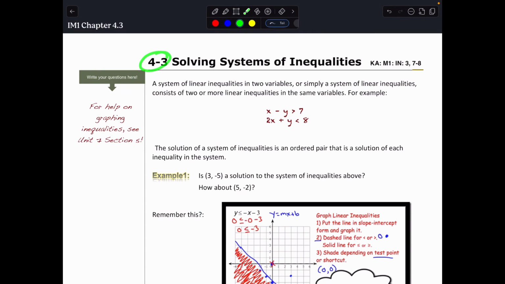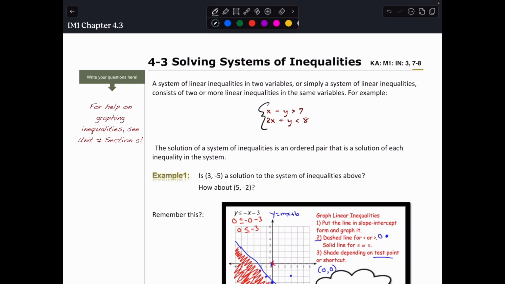Okay, this is lesson 4.3, solving systems of inequalities. In the inequalities unit of Math 1 in Khan Academy, we are covering skills 3, 7, and 8. So in chapter 3, we covered systems of linear equations, and now we're going to do the same thing but with inequalities. So we have two variables, x and y. It looks something like that. And instead of equal signs, we have greater than or less than symbols.